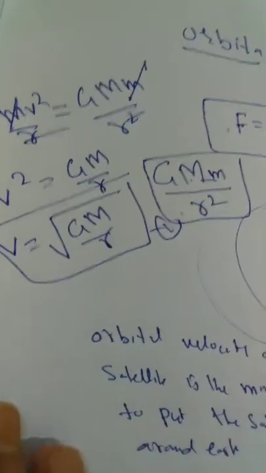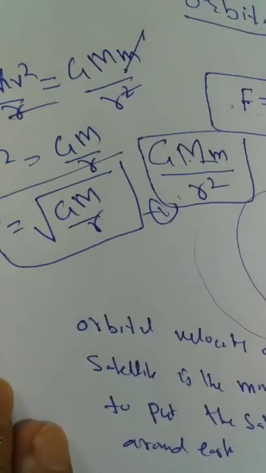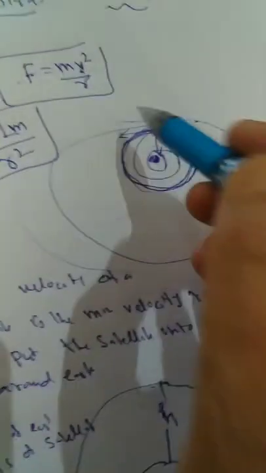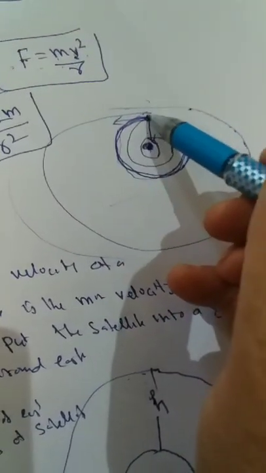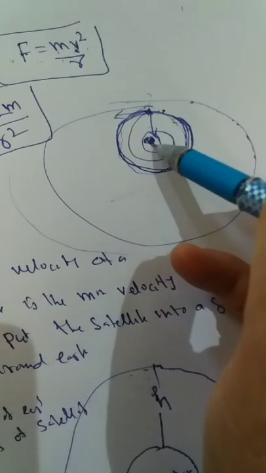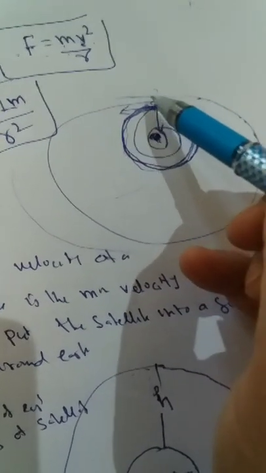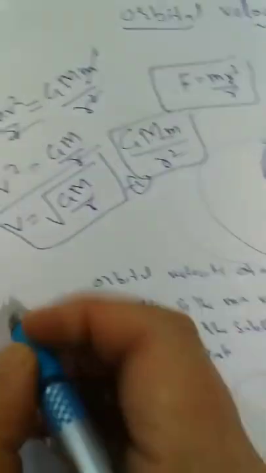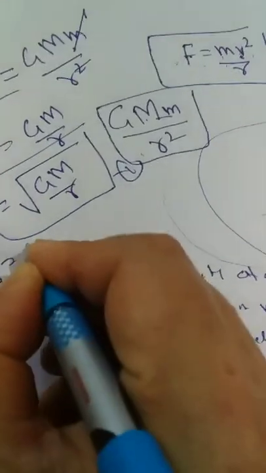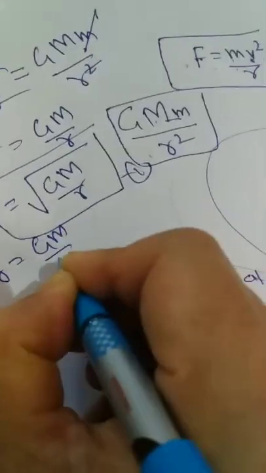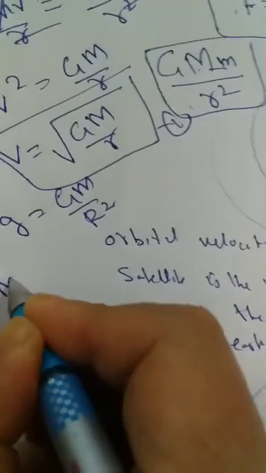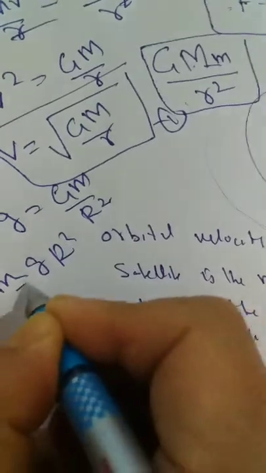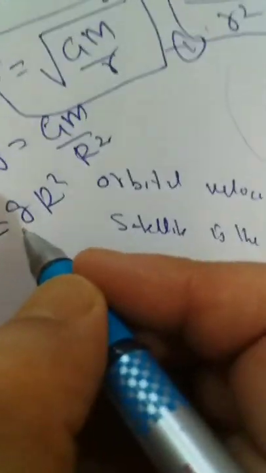Now, this is GM divided by r. But if g is the acceleration due to gravity on the surface of the earth, we know that the value of acceleration due to gravity keeps changing when we move above the surface of the earth or towards the center of the earth. We know that g is the acceleration due to gravity at the surface of the earth, and g is equal to GM divided by R square, or GM is equal to gR square, where R is the radius of the earth.